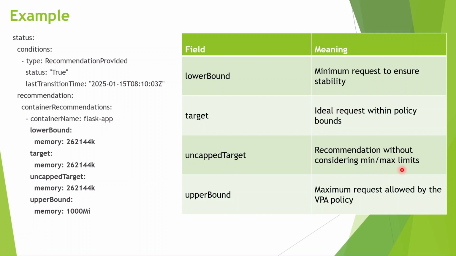You can even define minimum and maximum limits, like how much your pod can take, for example minimum 100 mCPU and maximum 800 mCPU. You can define those limits also. And then we have the upper bound, which is the maximum request allowed by the VPA policy. So we will see all these things in our demo.